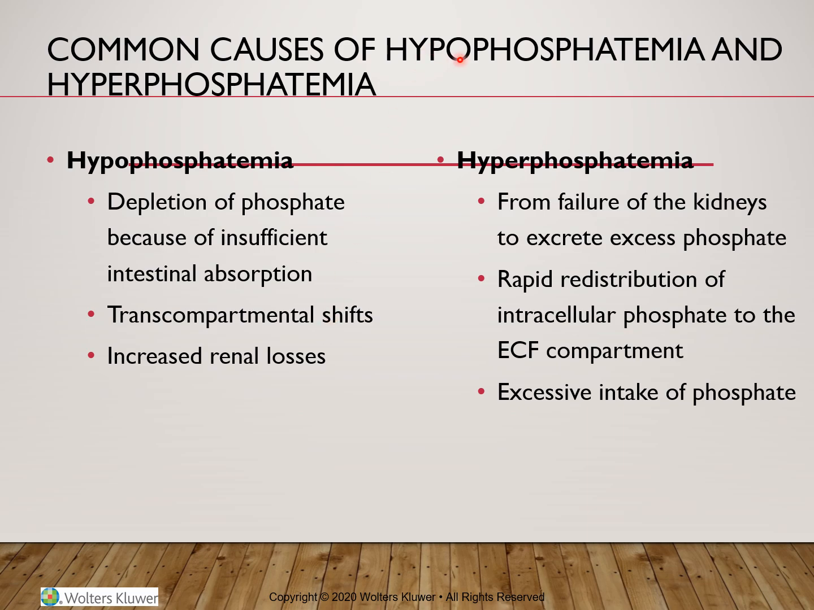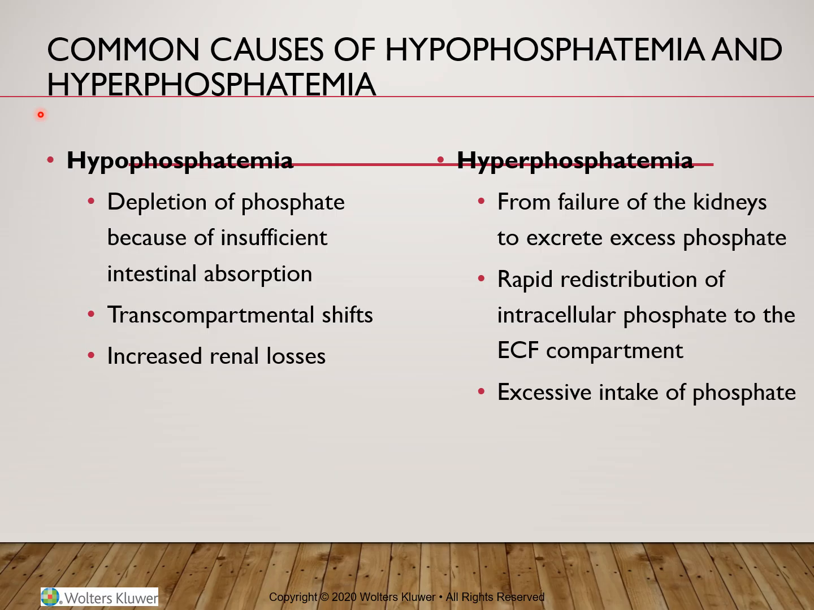So patients can become hypophosphatemic or hyperphosphatemic. Normal phosphate levels are 2.5 to 4.5. Hypophosphatemia is depletion of phosphate levels below that number, below 2.5. This can happen because of deficient or insufficient intestinal absorption. We bring phosphate in through the food. So if someone has an absorption issue or a malabsorptive condition, they might develop hypophosphatemia. It can happen because of transcompartmental shifts. If we're moving a lot of phosphate into the cell, we could get hypophosphatemia. And it can also happen in cases of excessive renal loss of phosphates. Okay.